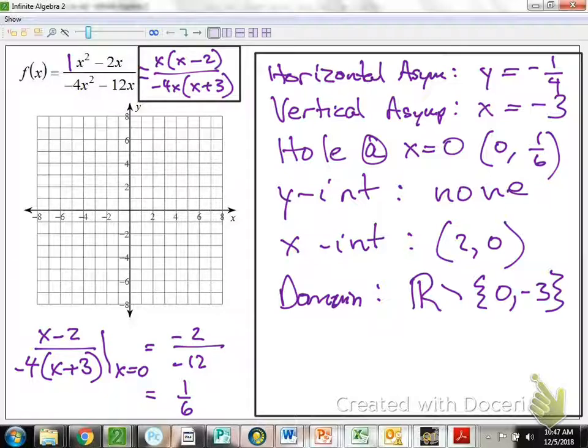So our horizontal asymptote is y equals negative 1/4. That's just a horizontal line just below the x-axis here. Y equals negative 1/4. X equals negative 3 is our vertical asymptote. Okay. And then what other points do we have? We have our hole at 0 and 1/6. There's a hole in the graph.